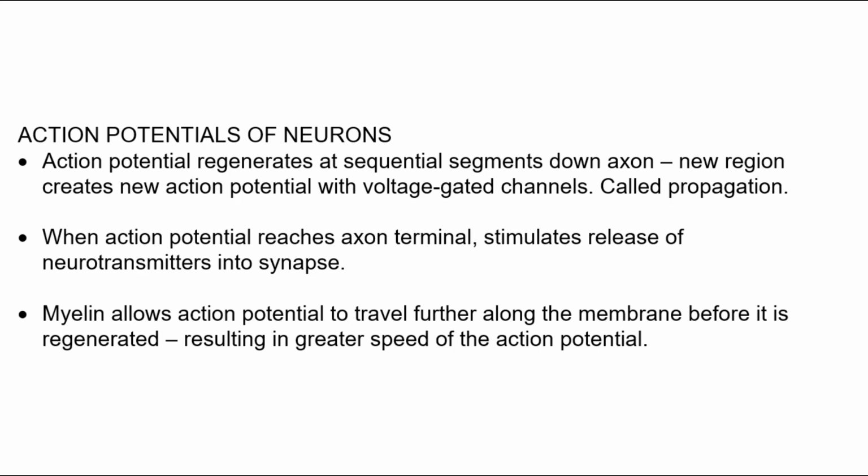When the action potential reaches the axon terminal, it stimulates the release of neurotransmitters into the synapse. Myelin, which wraps the axon of some neurons, allows the action potential to propagate further before it has to be regenerated, and this results in a greater speed of the action potential traveling down the length of the axon.